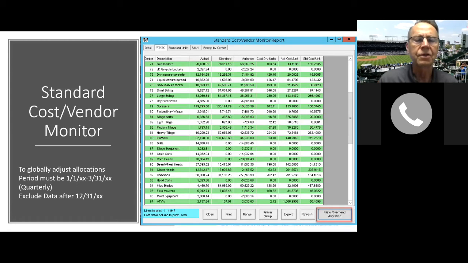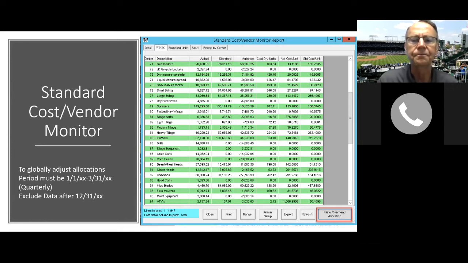Now, the easiest way to adjust this, and we have people who do a hard close every month, others that just keep adjusting costs as they go through the year, depending on what your practice is. In this case, we're going to assume that you're adjusting costs throughout the year. So you run this, you set the period at the first quarter, and it'll duplicate for each quarter. It'll duplicate the allocations, and then exclude data after the end of the year.